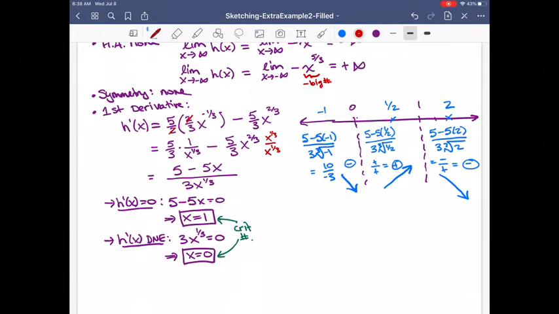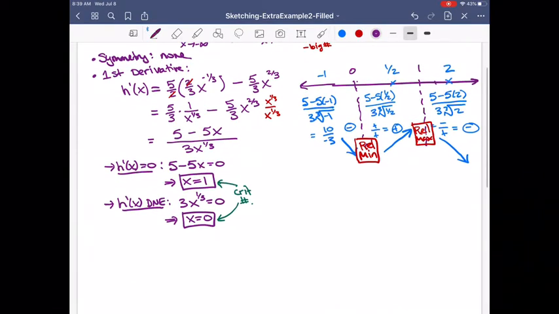So now if I classify my critical numbers, at 0, I'm going to have a relative minimum, because it goes decreasing and then increasing, and at 1, I'm going to have a relative maximum, because I'm increasing and then decreasing.